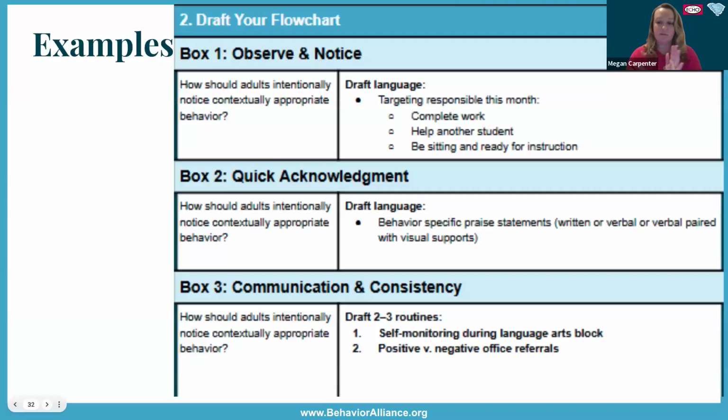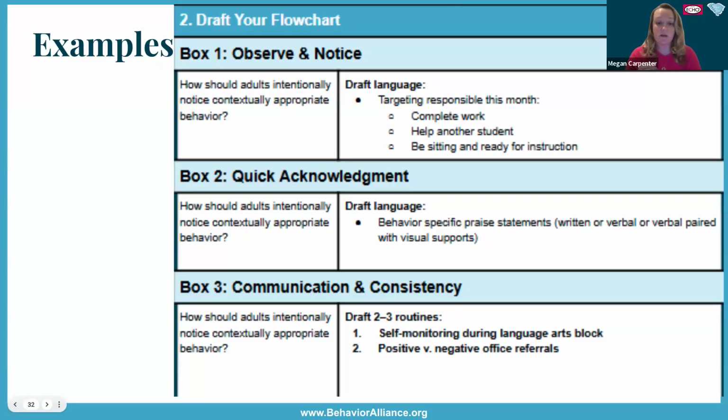So these aren't great to see here, but you have a copy in your didactic slides. So we think about this as more of, this one really could be used across grade levels. For this school, this month they were going to focus on responsibility. And for them, that was completing work, helping another student, and sitting and being ready for instruction.